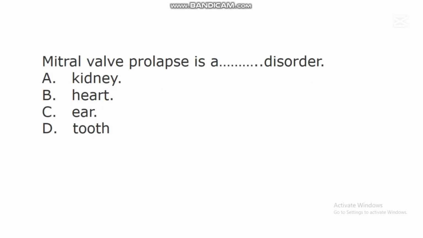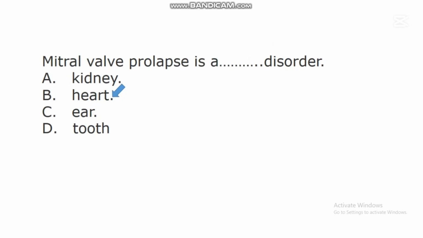The next question says, mitral valve prolapse is a dash disorder. A. Kidney disorder. B. Heart disorder. C. Ear disorder. D. Tooth disorder. In this question, the correct answer is B. Heart disorder. Research has shown that there is a problem known as mitral valve prolapse. This mitral valve prolapse is one of the heart's disorders.